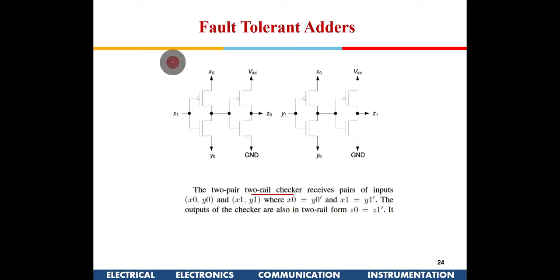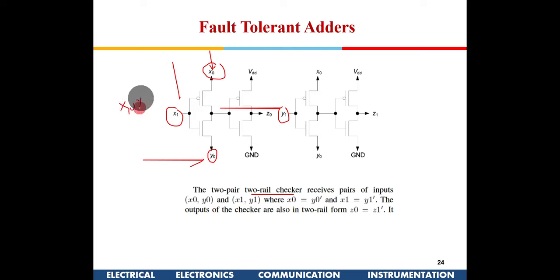So this is a circuit for a roll, right? You are given two sets of inputs. Carry, this is X1 and X0 and Y0, okay? X0 and Y0 is one pair of inputs. The second pair of inputs is X1 and Y1, right? So X0 and Y0 should be complement of each other, and X1 and Y1 should be complement. If this condition matches, then the outputs Z0 and Z1 will be complement of each other, right?